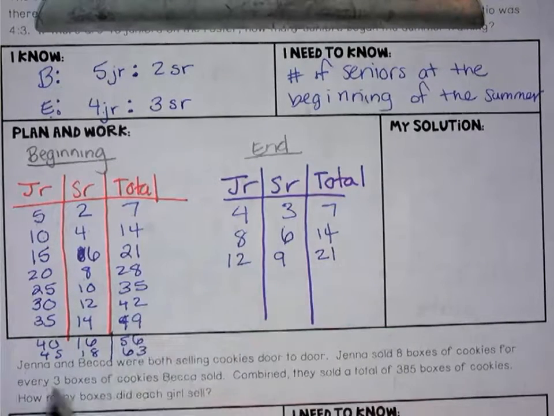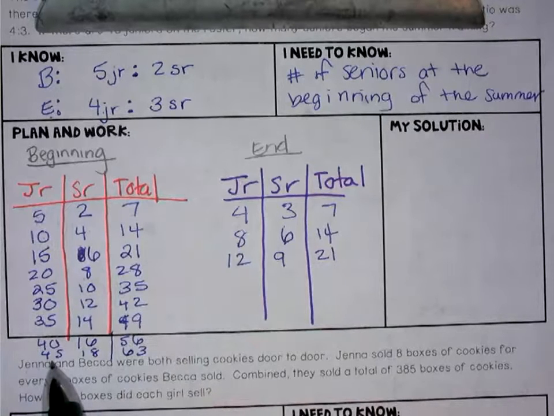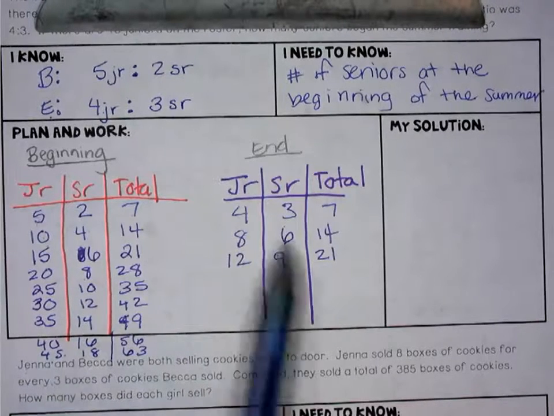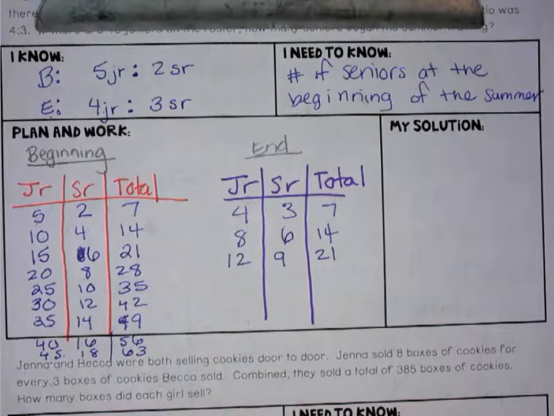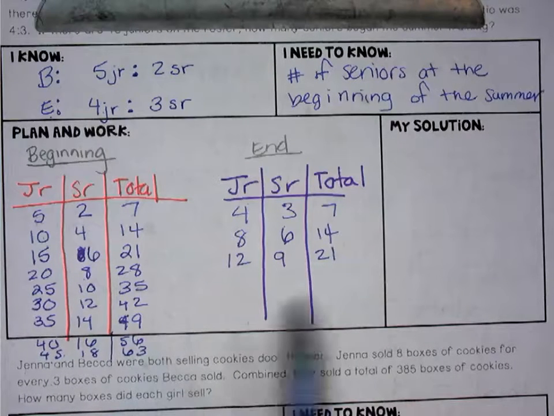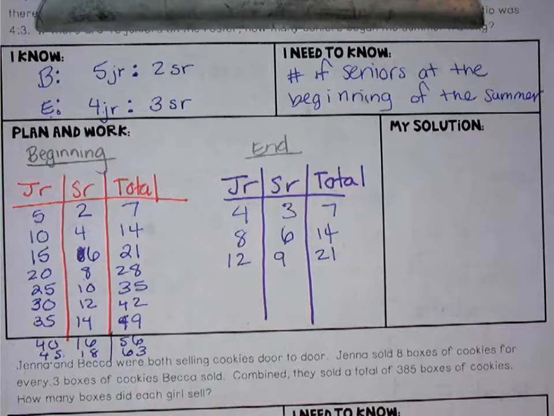As you see, we're not going to get a total of 48 juniors. So we need to go to the end, all right? You should have stopped about right here, because you're going up by 5, so you're not going to ever hit 48.